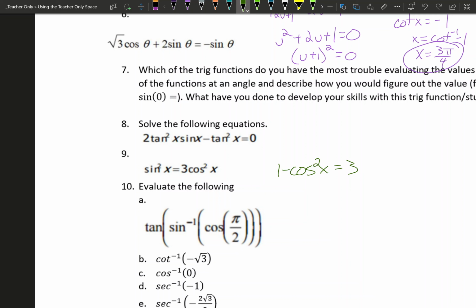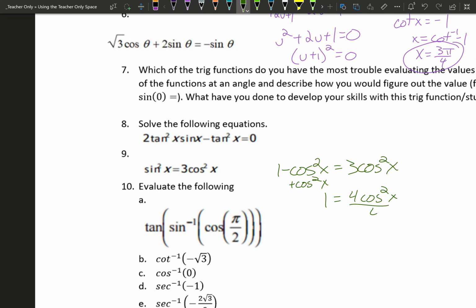We know that sine squared x plus cosine squared x is equal to 1. So we can subtract either the cosine squared x or the sine squared x from 1, and end up with one of them isolated. So in this case, 1 minus cosine squared x is equal to sine squared x. We can add cosine squared x to both sides. So we end up with 1 is equal to 4 cosine squared x.